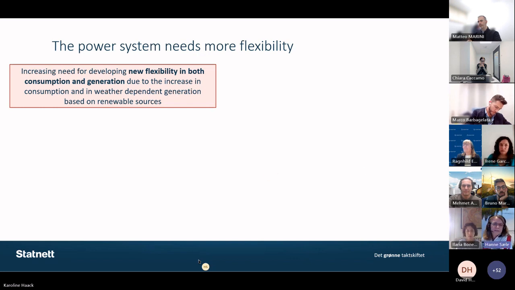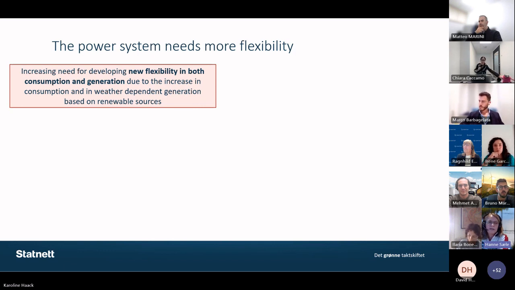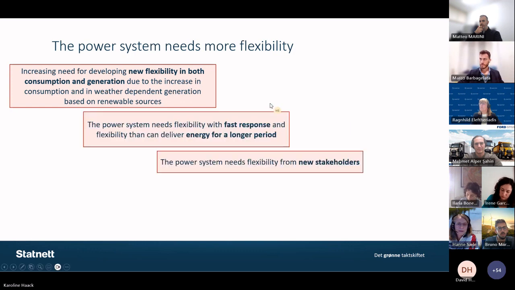So why does the power system need more flexibility? What we see is that the need for flexibility is increasing, and we also need flexibility delivered from both consumption and generation stakeholders that have not contributed with this previously. The need for flexibility is due to the increase in electrical consumption, due to electrification of transport, for example, and also the increase of weather-dependent generation based on renewable resources such as wind and solar. The power system needs flexibility both with fast response that can react within seconds, and also flexibility that can deliver energy for a longer period, which can be days or months.